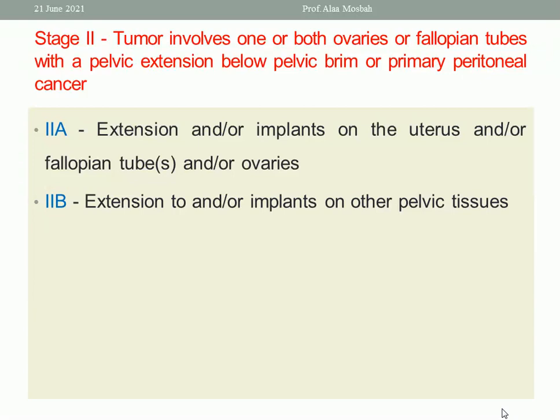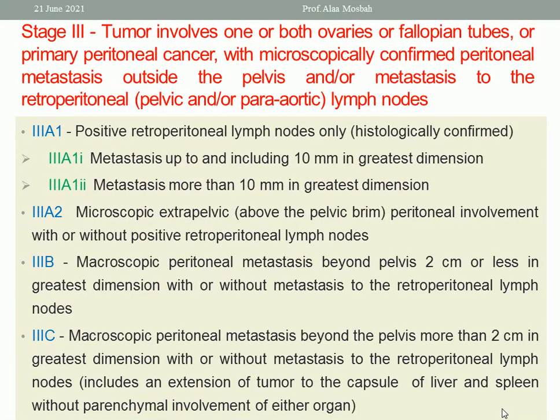Stage 2, extension and/or implants on the uterus and/or fallopian tubes and/or ovaries. Extension and/or implants on other pelvic tissue. Stage 3, 3A1, positive retroperitoneal lymph node only, histologically confirmed. And this can be divided into two groups. If the size is 10 millimeters or less in greatest dimension, it is the first group. If it is more than 10 millimeters, it is the second group.